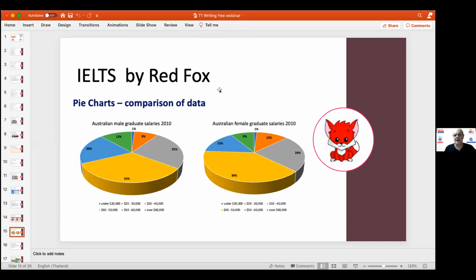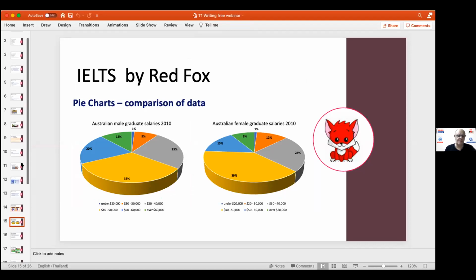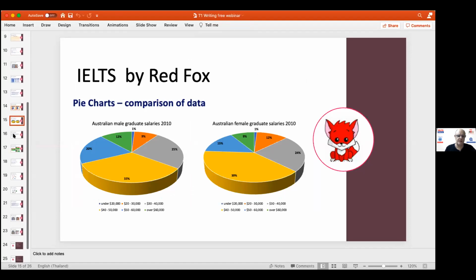And here is a pie chart where we're simply comparing the data and again, focusing on the comparisons. Here we have only one point in time, but we have both male and female graduate salaries to contend with, again, in the different percentages. Now, we're running out of time, so let's skip through the other question types as quickly as we can.